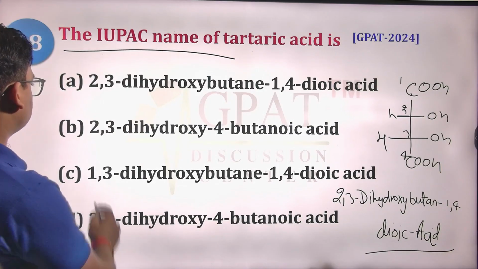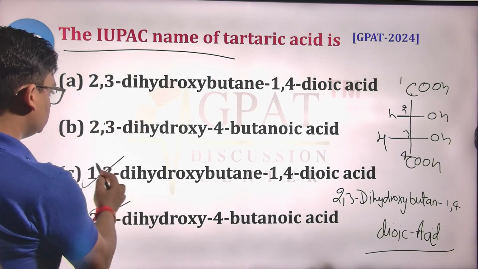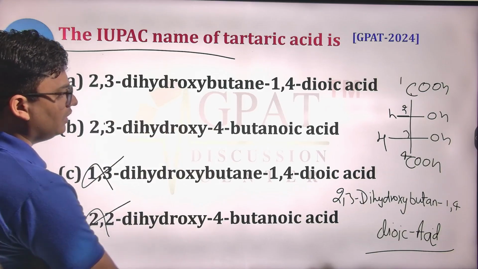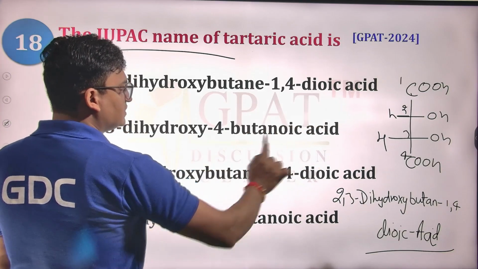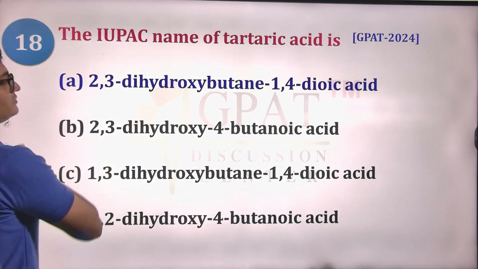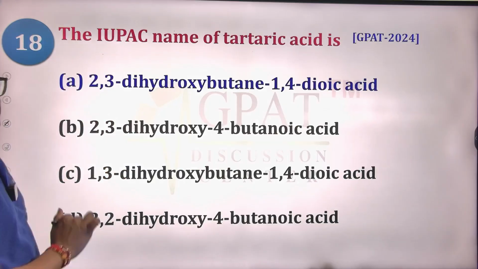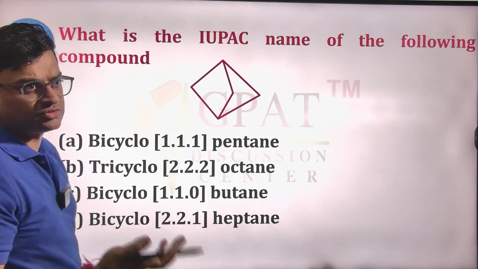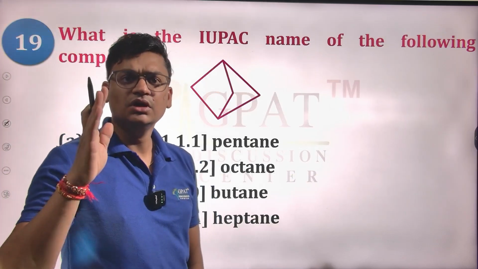2, 3 dihydroxy. This is wrong. 2, 3 dihydroxy butane, and 1, 4 dioic acid. This is just 4 butanoic acid, this is also wrong. So the right answer is A. A is the correct option. Okay, this is the case for tartaric acid, and this question was asked in the GPAT examination in 2024.